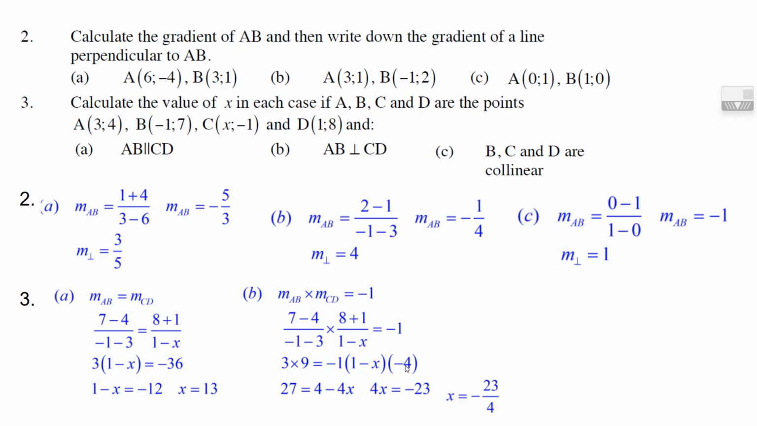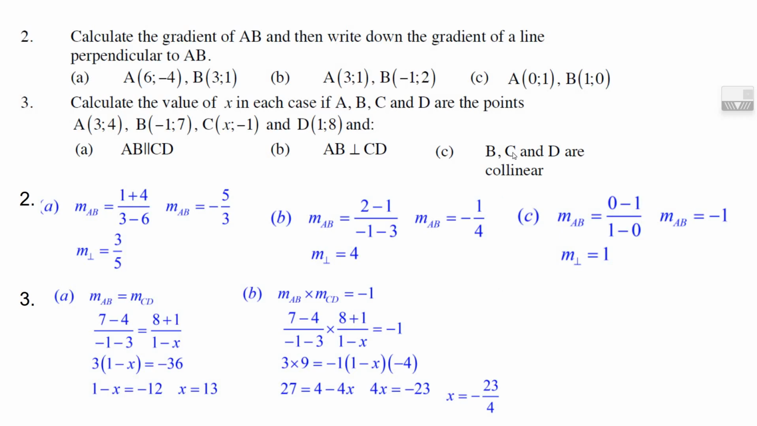Okay, what's -1 times... it's +4 times 1 is 4. +4 times -4 is -4x. 3 times 9 is 27. What should we do here? Add 4x, take away 27. We get 4x is -23. So x must be -23/4.